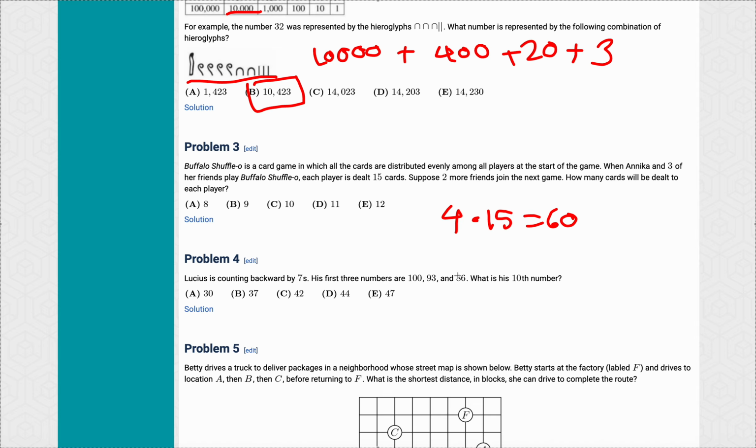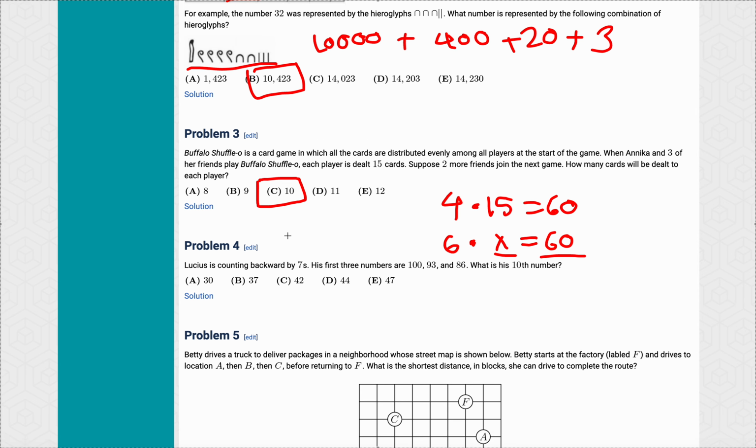When 2 of her friends join the game, that means we get 6 total people playing the game. And we want to find how many cards each person gets, such that there's still going to be 60 cards. We're not magically adding or removing any cards. So, well, if we just do the division here, that means there has to be 10 cards per person.